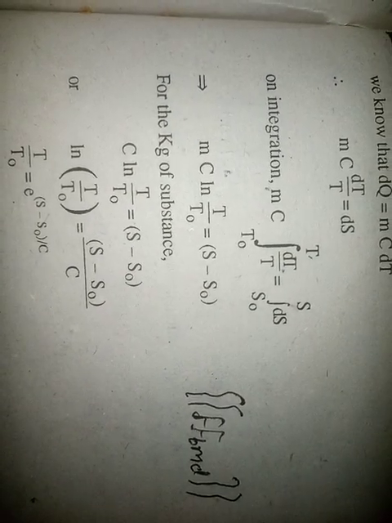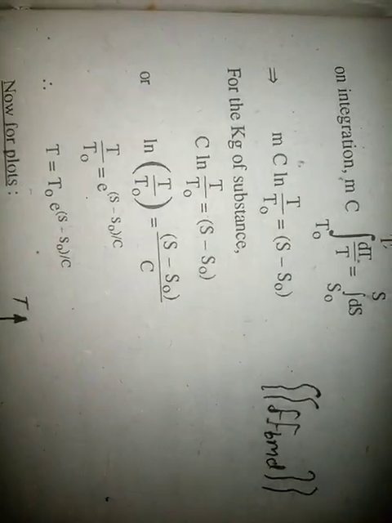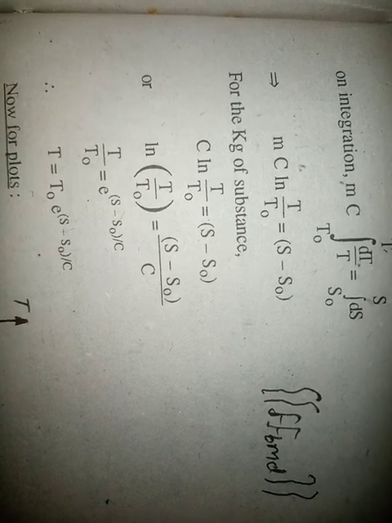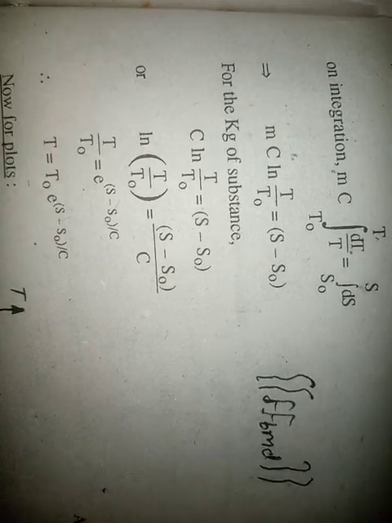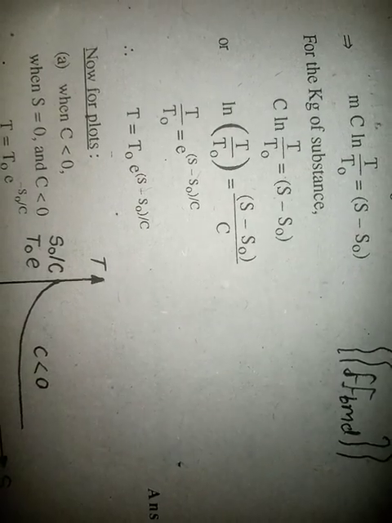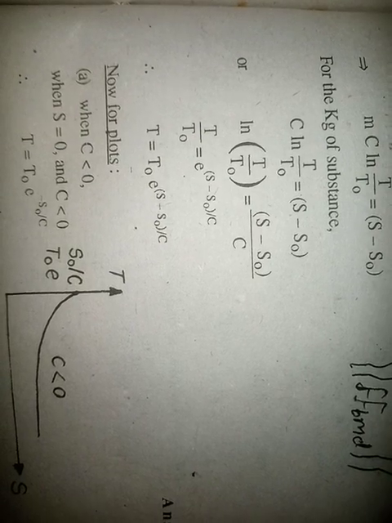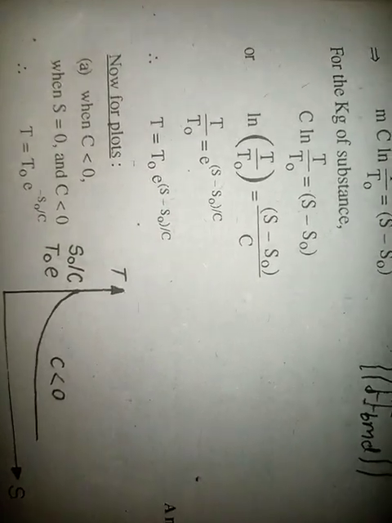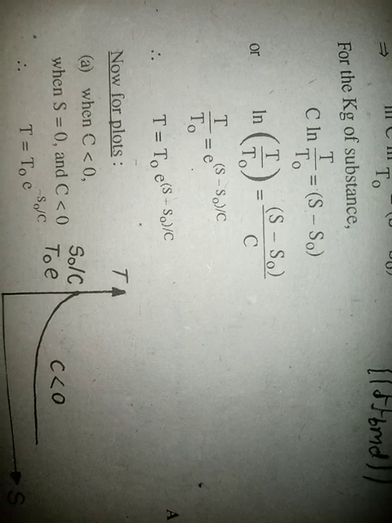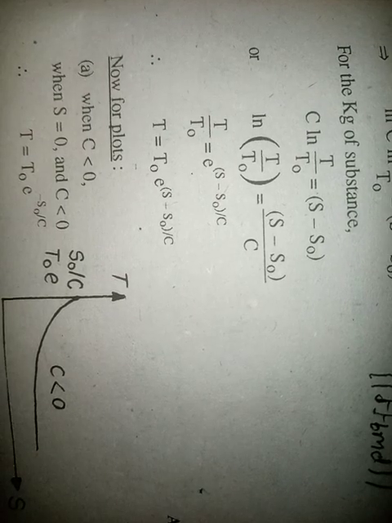This implies m times C times log T by T naught equals S minus S naught. For 1 kg of substance, C times log T by T naught equals S minus S naught, or log T by T naught equals (S minus S naught) by C. This implies T by T naught equals e to the power (S minus S naught) by C. Hence T equals T naught times e to the power (S minus S naught) by C.